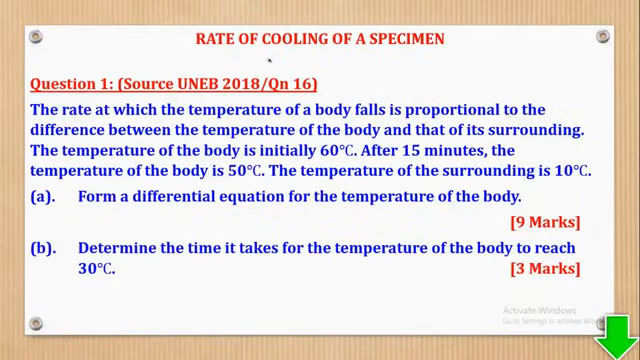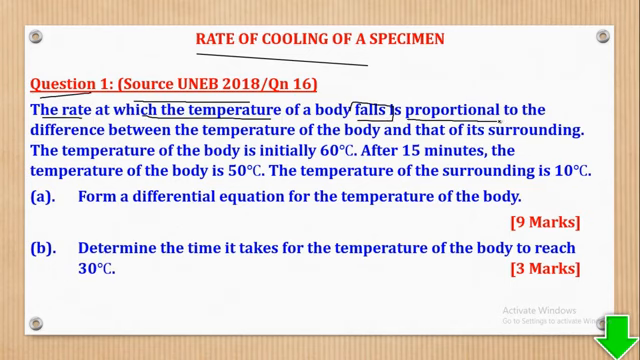So what we shall begin with is rate of cooling of a specimen. Like I told you, all the methods which are needed are the same methods, so there's nothing to write. We'll just go straight to the question. Question 1 came from UNEB 2018, paper 1, question 16, and says the rate at which the temperature of a body falls is proportional to the difference between the temperature of the body and that of the surrounding.